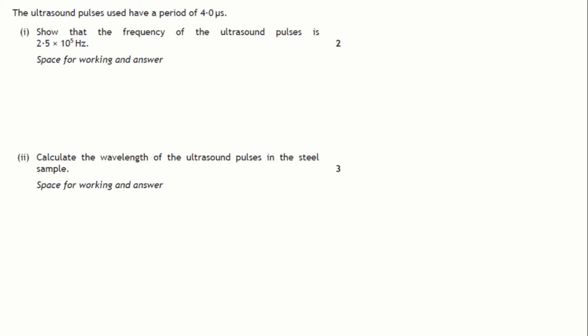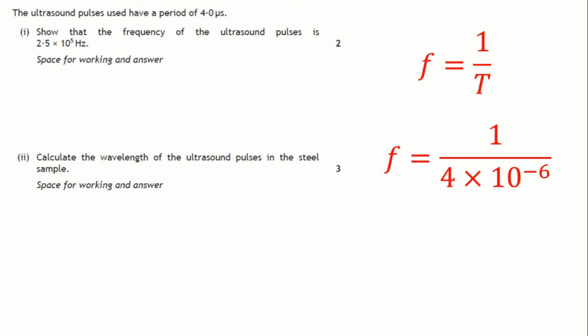From our knowledge of the previous lessons in the series, the frequency is 1 divided by the period. This gives us 1 over the 4 microseconds, or 4 times 10 to the minus 6, and this gives us 2.5 times 10 to the 5 Hz.